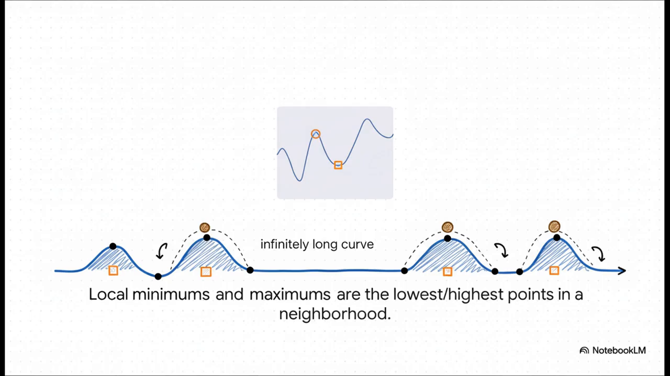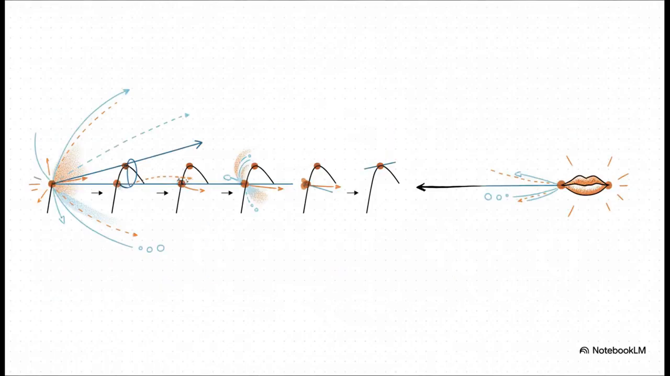Just imagine you're standing on the curve. If you look at just the area immediately around you, the highest point nearby is your local maximum, and the lowest point is your local minimum. Simple as that. Okay, the key to understanding the curve's direction at any single point is something called the tangent line. This visualizes it perfectly.